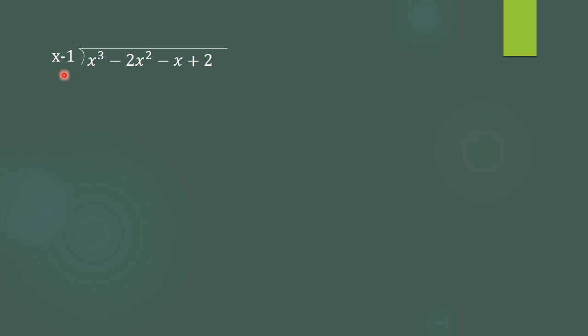Now for this division, we know x cube divided by x. So what will be the first term? x square. So we have written here x square. Now this x square will be multiplied to both the terms, so this becomes x cube minus x square. We have to subtract this, so we have to change the sign. This will be minus and this will be plus.